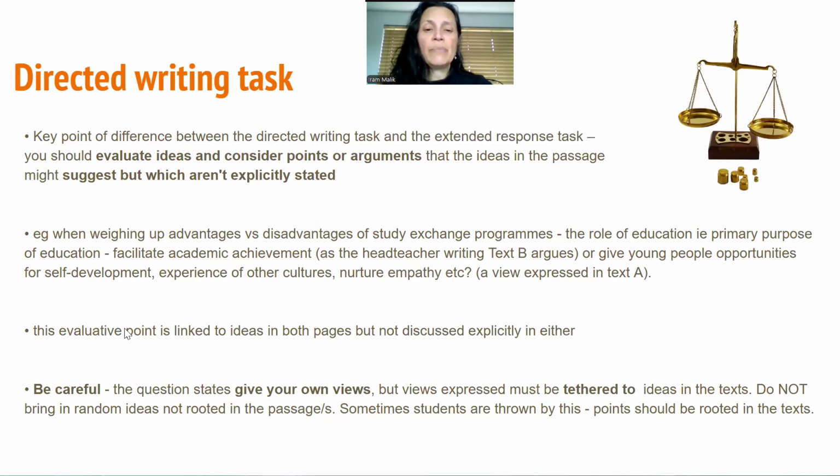But it's really, really important to recognize that the question states to give your own views, but any views expressed must be tethered to or have a basis in the ideas presented in the text. You should not bring in random ideas which aren't rooted in one or either of the passages. And you need to make sure that any points that you make derive from the ideas presented in the passages. And so that's my roundup of the two key longer written tasks on paper 1 and paper 2, and my advice for you on those.